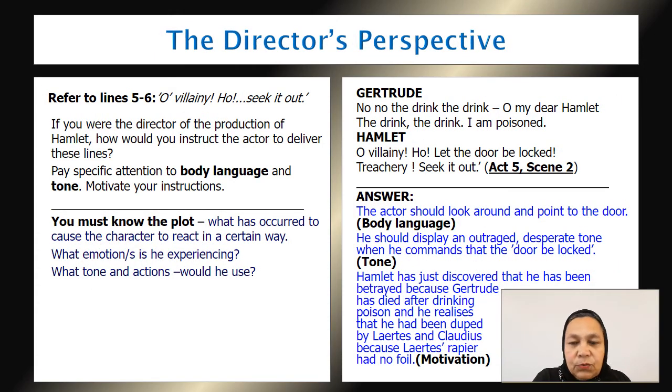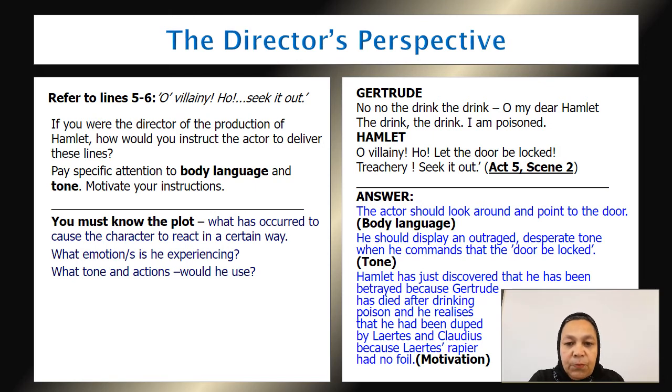In addition to those questions, you often get a question which requires you to see things from the perspective of a director who is in charge of the direction. That means telling actors how to recite their lines and which actions to actually use.